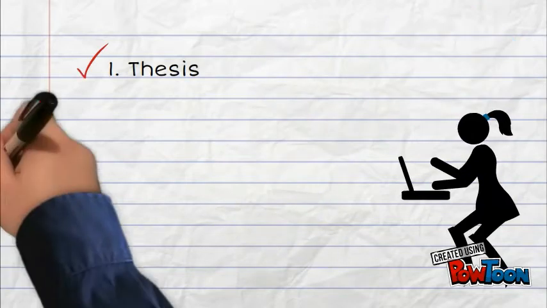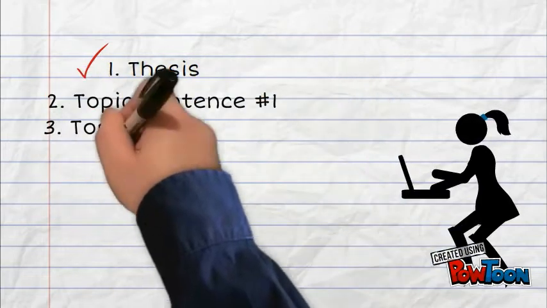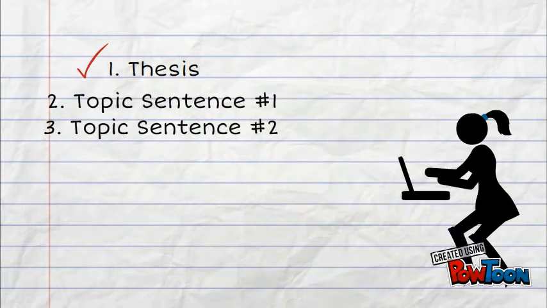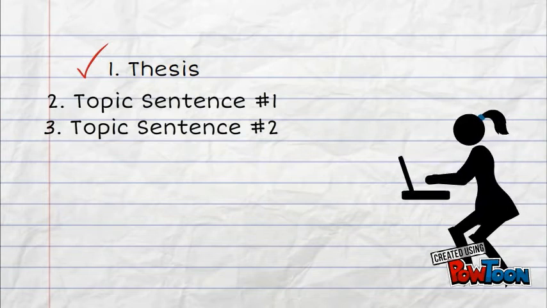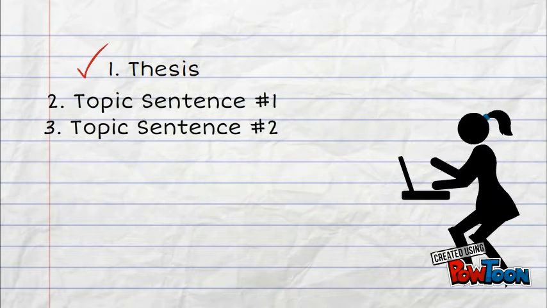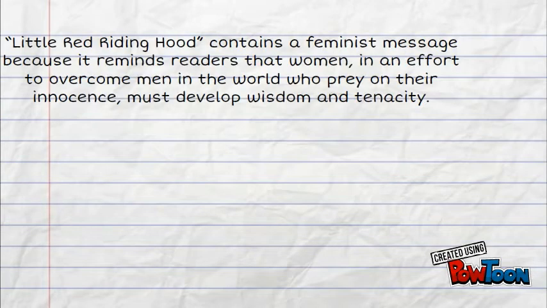Next, we'll write the topic sentences, about 2 to 3 of those. What's a topic sentence? A topic sentence is the first sentence of a body paragraph, those middle paragraphs of your essay, that tells the reader specifically what the paragraph will prove. Let's go back to our thesis and see what topic sentences will come from that idea.